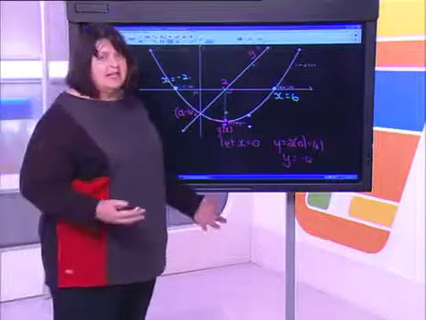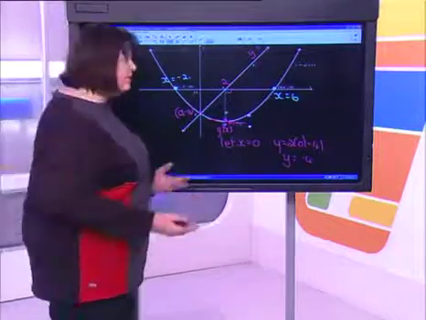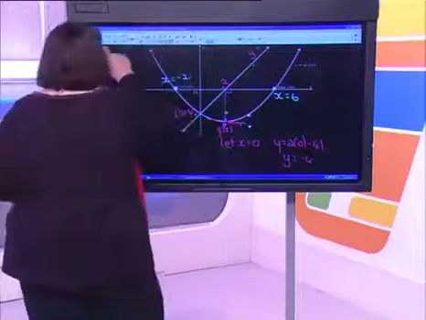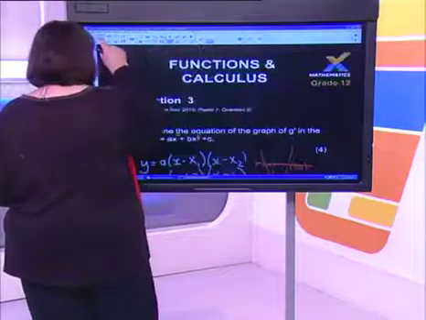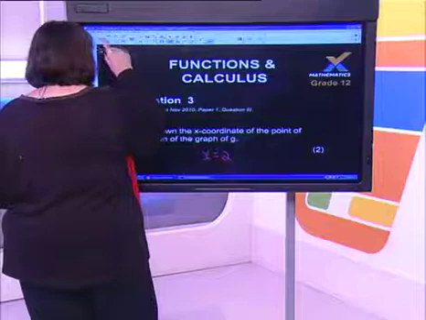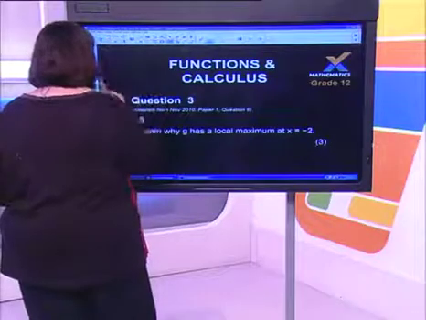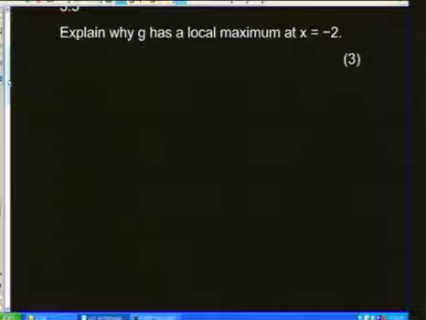When it's 4 marks, they expect you to do some working. So you just got to be careful around what it's asking. Right, let's go to the questions again and see if there's a 3.5. Yes, there is. Okay, it says explain why G has a local maximum at x equals minus 2.